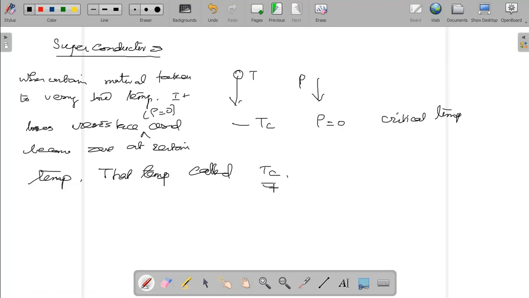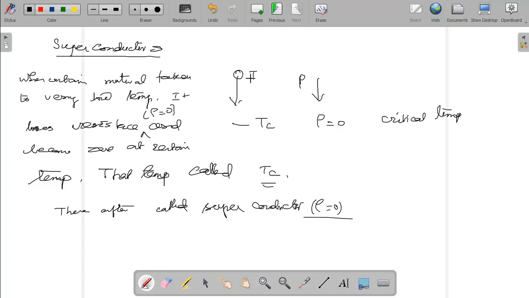Okay. So thereafter the material is called superconductors. Superconductors அப்படின்னா வேற ஒன்றும் இல்லை. Its resistivity is zero. That's all. Resistivity becomes zero. That is called superconductor.